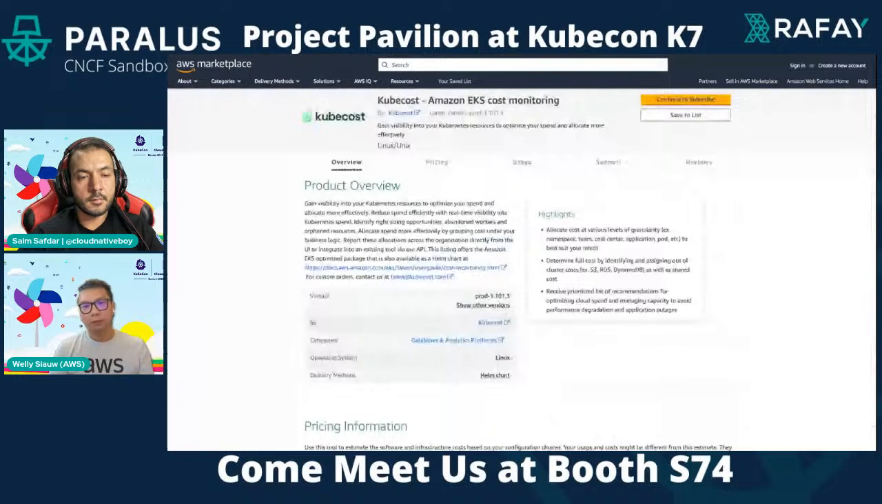So again, you only have one invoice to deal with, and you don't have to deal with a lot of vendors. Okay, so that's a little bit about the marketplace.